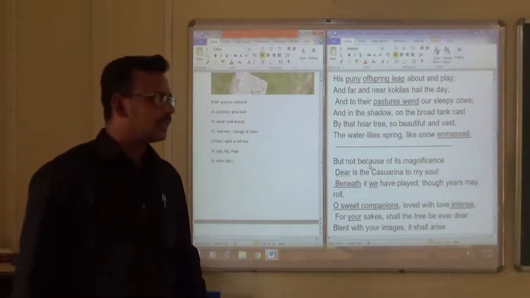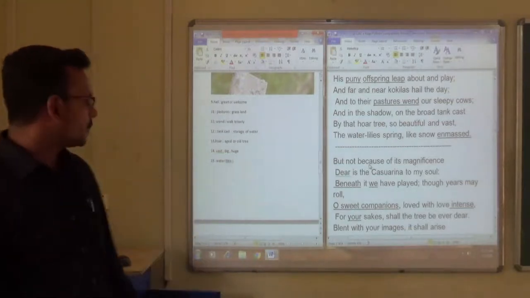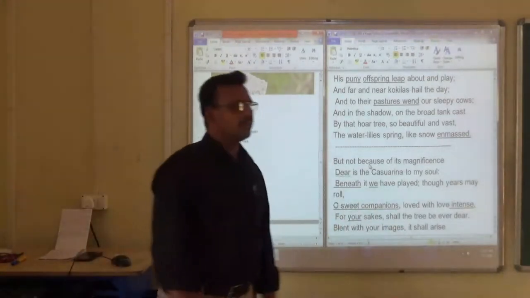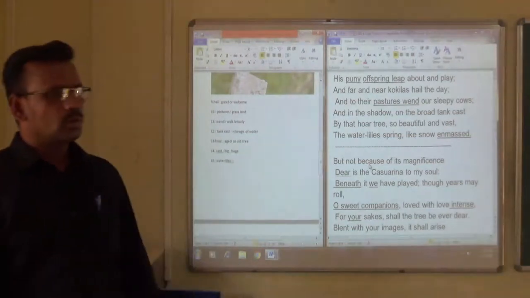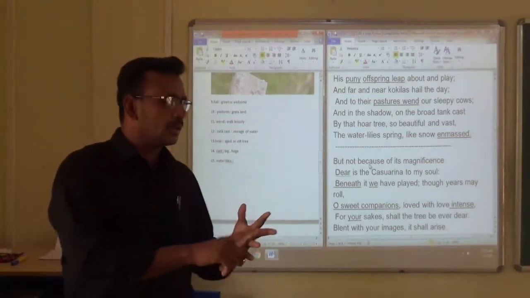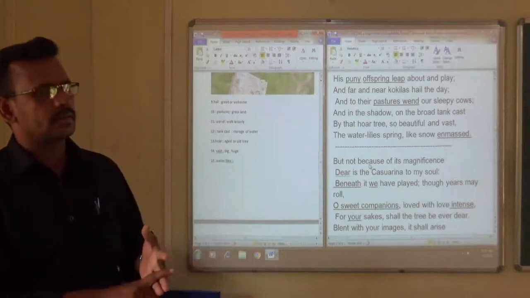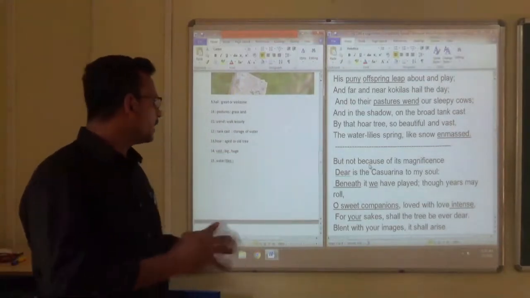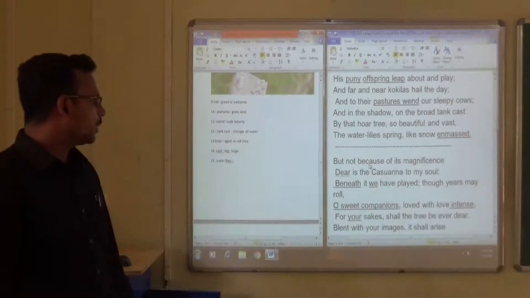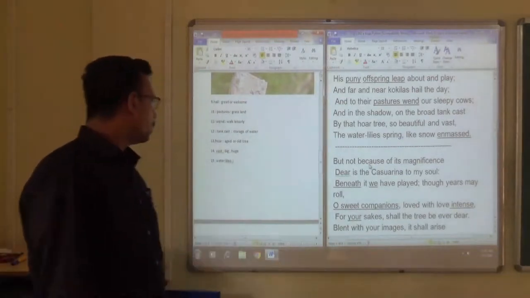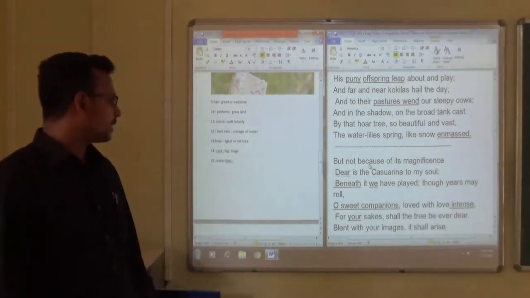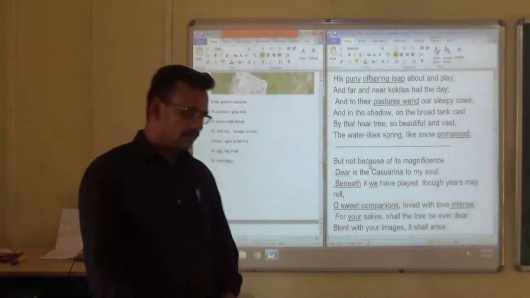In the third line she says, beneath means here under. Under the Casuarina tree, we have played. In this sentence, the word we is plural and refers to three members: one is Toru, the second is our elder brother, and the third is our elder sister. These three members were playing beneath the Casuarina tree some years back. Though years may roll means some years back. Oh sweet companions, loved with love intense. So here Toru says, sweet companions means brother and sister.